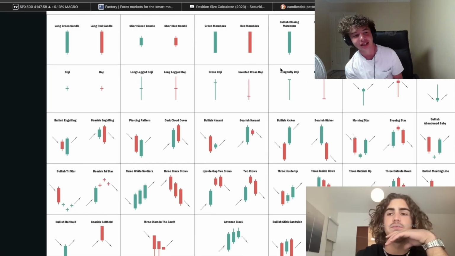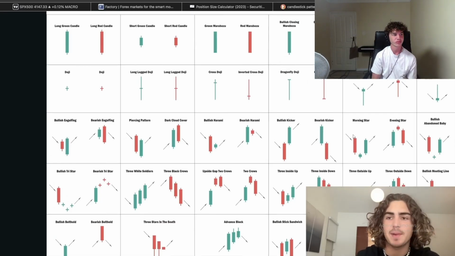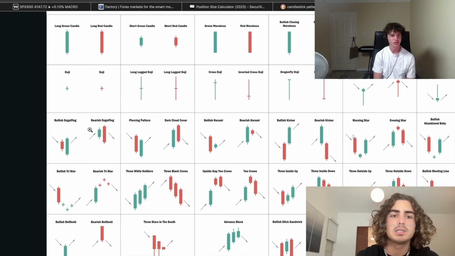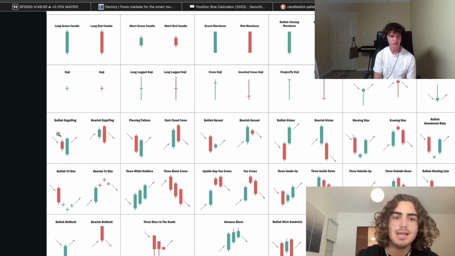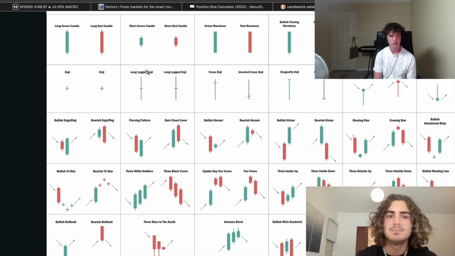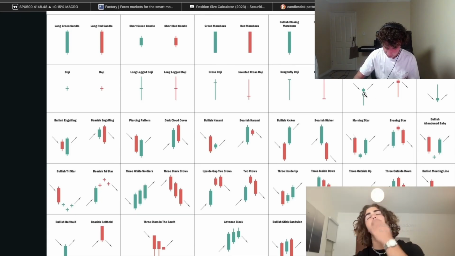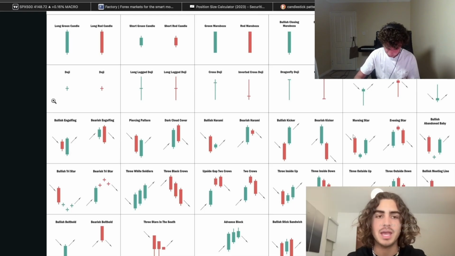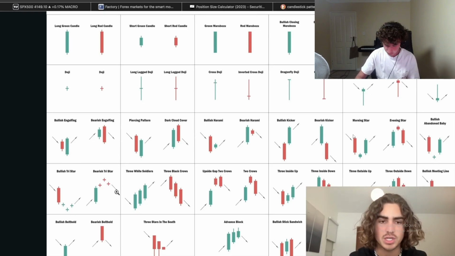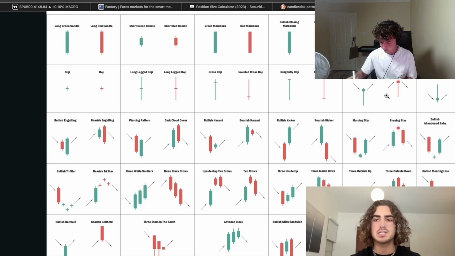First of all, we don't care about this entire top row. I also don't care about anything in here, or anything from here and below. I only care about dojis. Long-legged dojis and dojis are the same thing. Cross dojis and inverse cross dojis, dragonfly dojis, hammers. Those are the only things I care about. Just this row. Forget about all the rest.